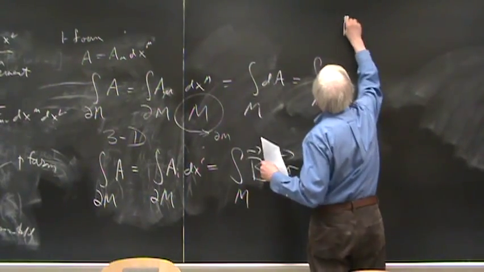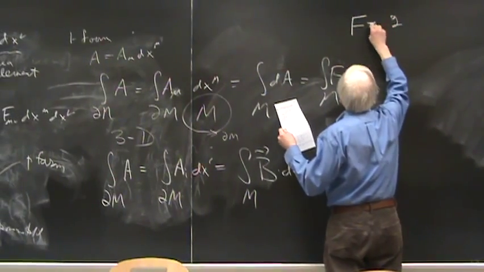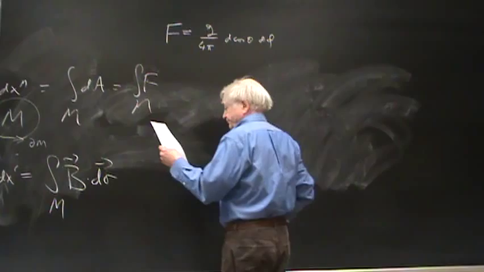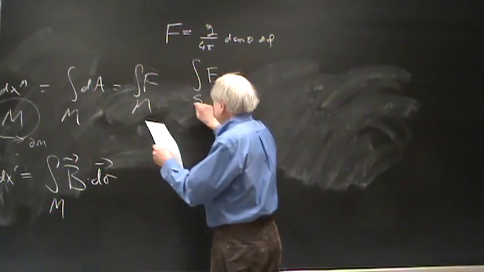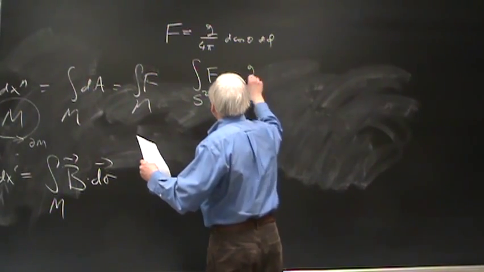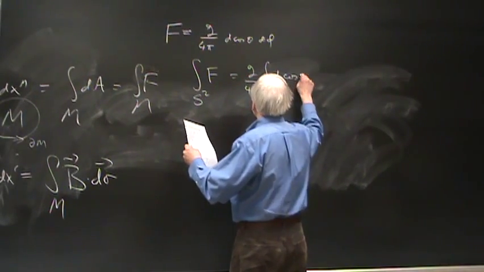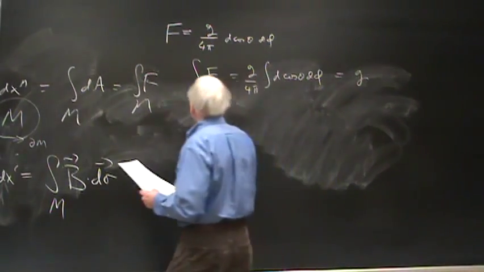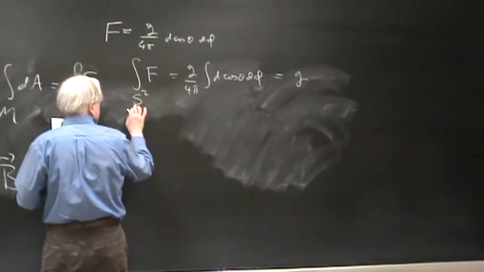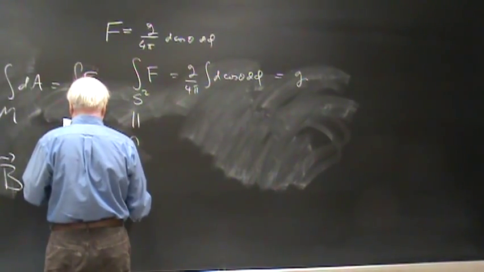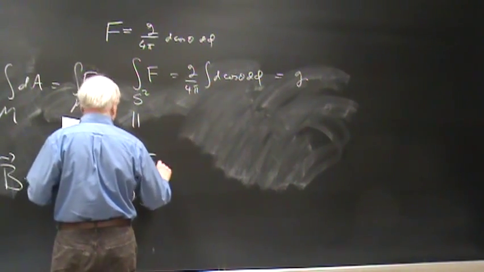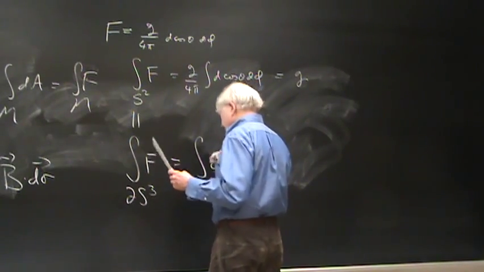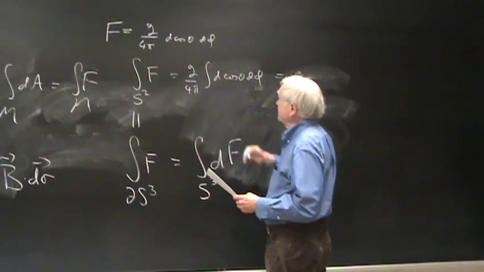So let's just look at something now. Consider F to be G over 4 pi d cosine theta d phi. All right, you integrate F over the 2 sphere, in other words, the surface of an ordinary sphere. This is G over 4 pi integral d cos theta d phi, and this just gives you G. On the other hand, we've already seen that the integral of F over the 2 sphere is the integral of F over the boundary of the 3 sphere, which would be the integral of dF over the 3 sphere itself, the volume of the 3 sphere. But dF in this case is 0.